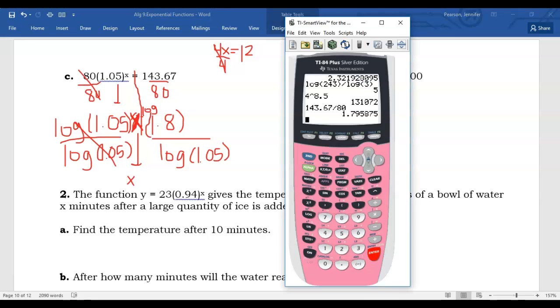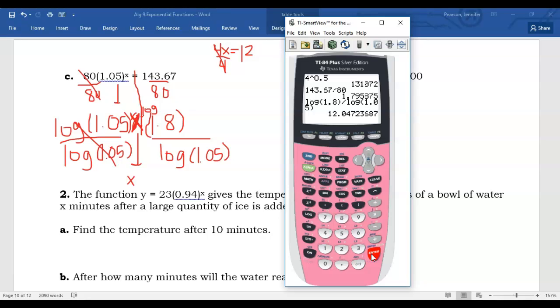Now you definitely need to have a calculator with a log button in order to be able to do this. This graphing calculator has it obviously right here, log. So I did log of 1.8 divided by log of 1.05. If you are using a different calculator, that log button on the scientific calculators is a little higher on this side, but still on that left side.